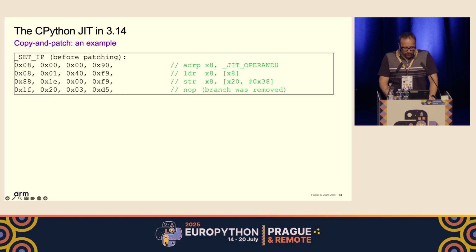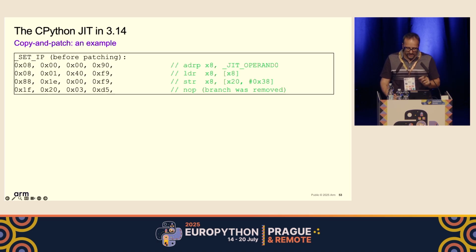So once we have our stencil generated at build time, let's see how it is emitted at runtime. So this is actually the machine code bytes for set IP shown before the patching. These are generic instructions that still refer to symbolic addresses like JIT operand 0. Nothing here is executable until it's patched. Notice something important here as well. So this code is slightly different from the one that we saw in the previous slide.